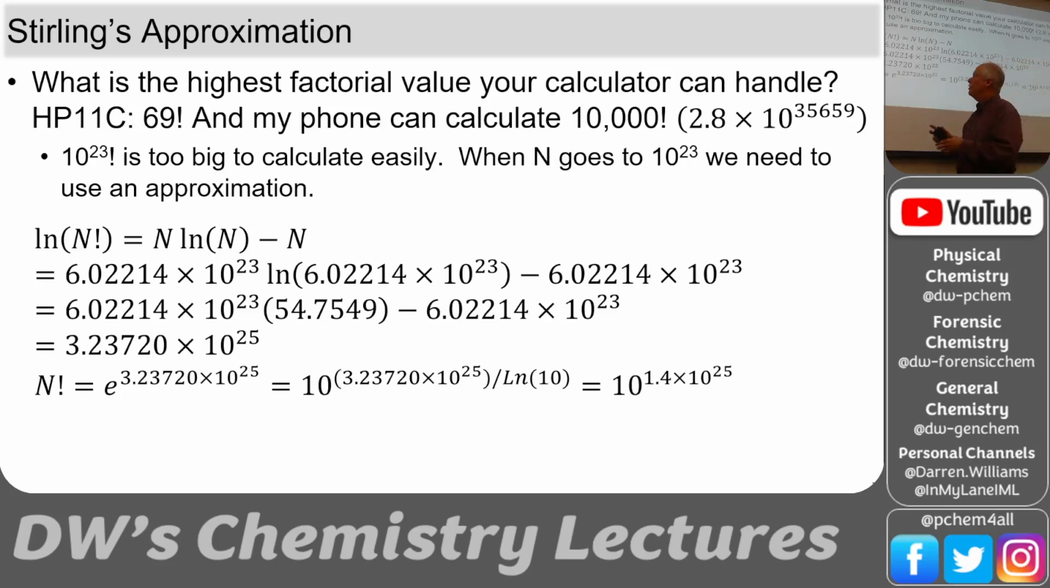Okay, so if I wanted to get back to N factorial, I raise e to that power. So N factorial is e raised to the power of 3.2 times 10 to the 25th. So the power of e is 10 to the 25th. You can see why your calculator can't calculate that. If we wanted that in base 10 instead of the base of e, we could divide that number by the natural log of 10, and it would be this number. So 10 to the 1.4 times 10 to the 25.